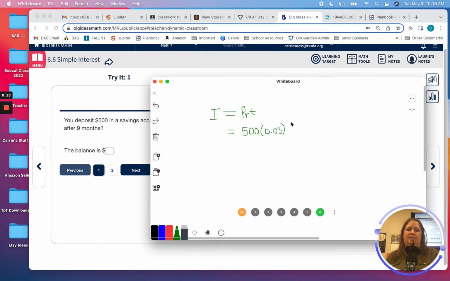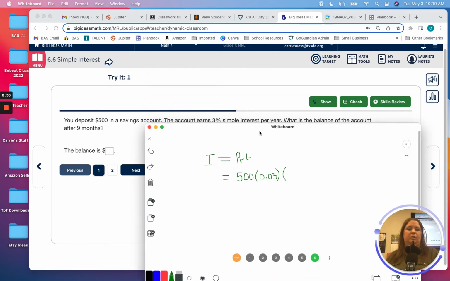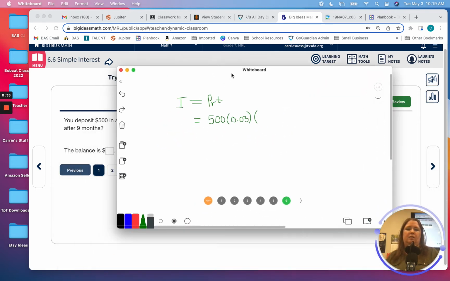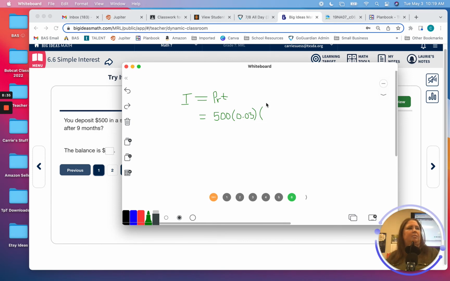Okay, and then the last one is time, which is in years. But in this case, what does it tell me? 9 months. Well, how many months are in a year total? 12. So could I write this as 9 out of 12? That's what I did when I tried it. You're so good. So if it doesn't give it to you in years, you need to put it over the total number of months in a year.